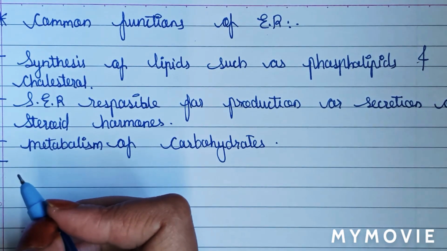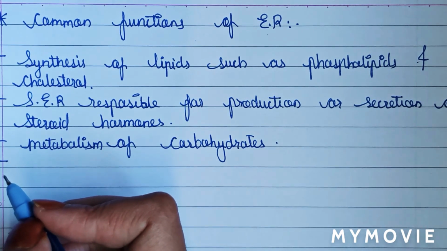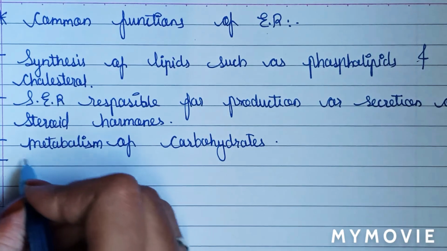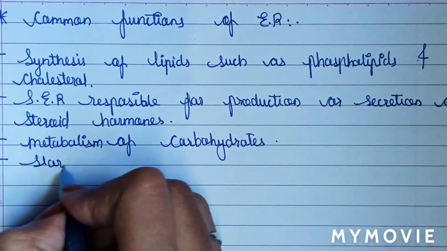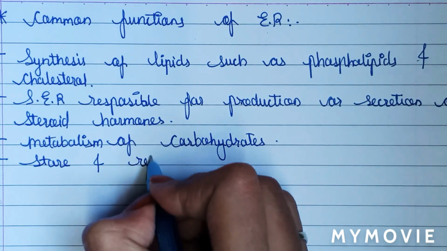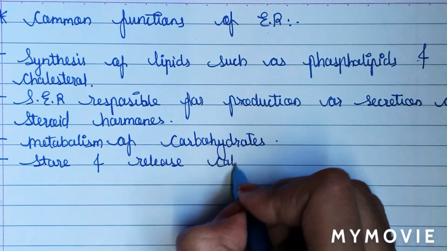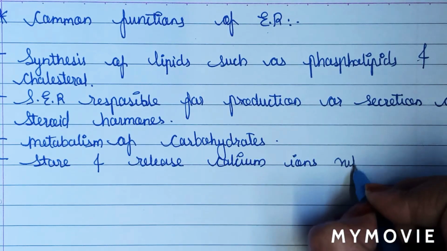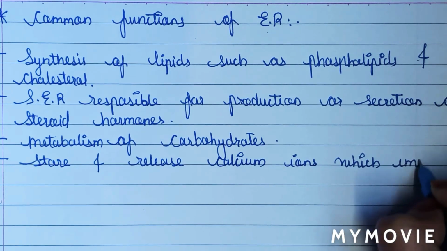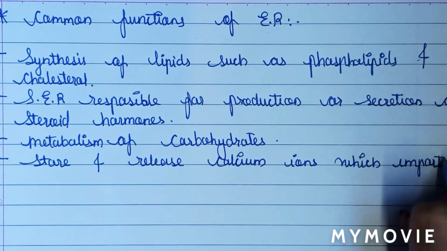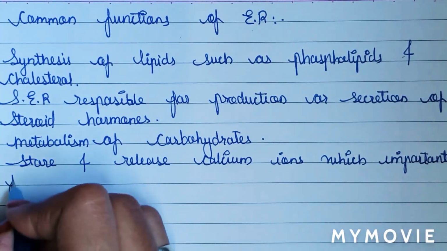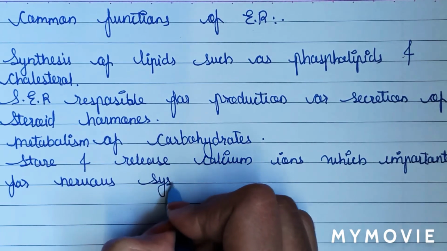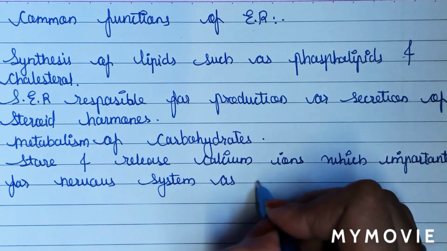The smooth endoplasmic reticulum stores and releases calcium ions. So it is important for the nervous system and muscular system. Store and release calcium ion, which is important for nervous system as well as muscular system.